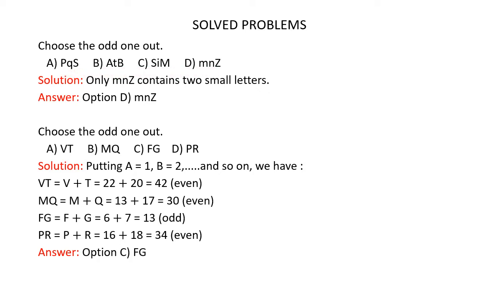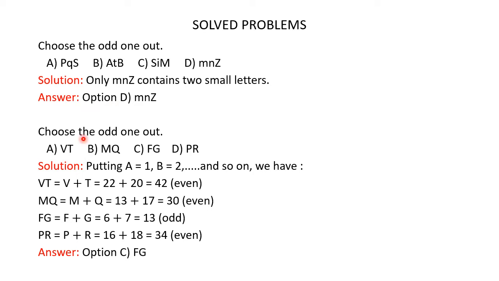When you look at these four groups of letters, you'll see that only MNZ contains two small letters. That is, option A contains one small letter Q, option B contains one small letter T, option C contains one small letter I, whereas option D contains two small letters M and N. So obviously, option D, MNZ is the odd one out. So the correct answer is option D, MNZ.